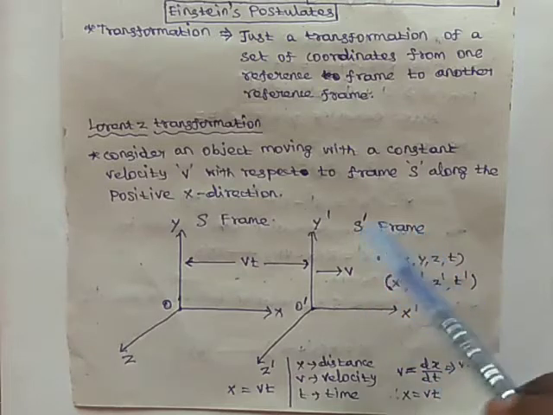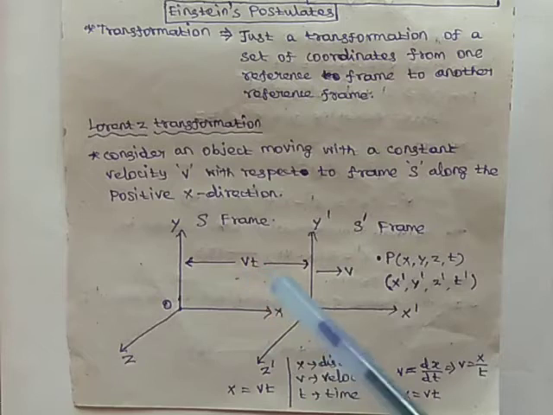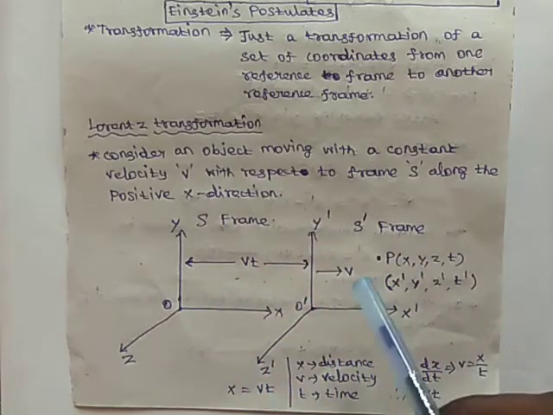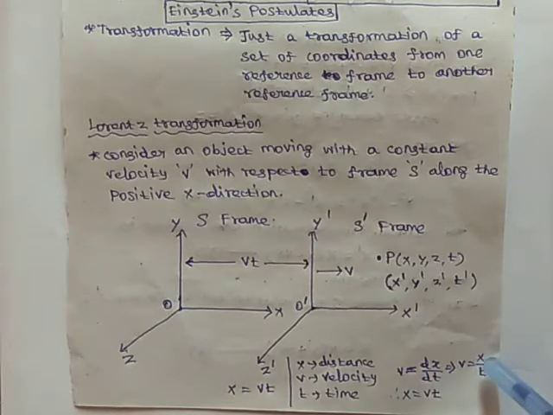We consider a random point P, and we have to transform the coordinates from here to here. So we know that the velocity is constant. So we can write the displacement as x is equal to v into t. x is distance or displacement, v is velocity, and t is time. This comes from the basic definition of velocity as distance travelled by time. v is equal to dx by dt. So v is equal to x by t, x is equal to v into t.